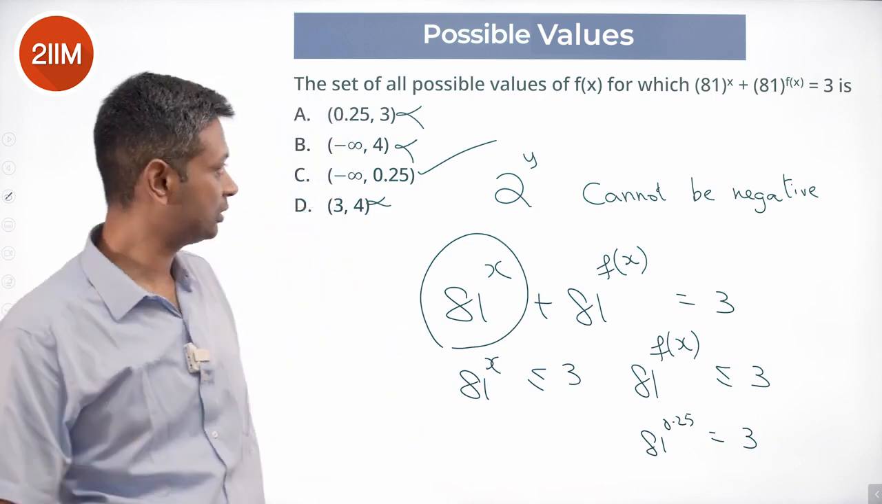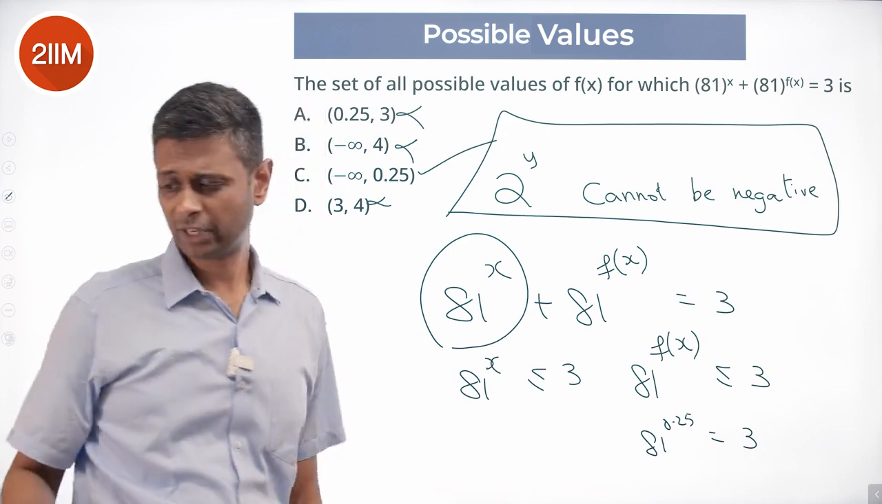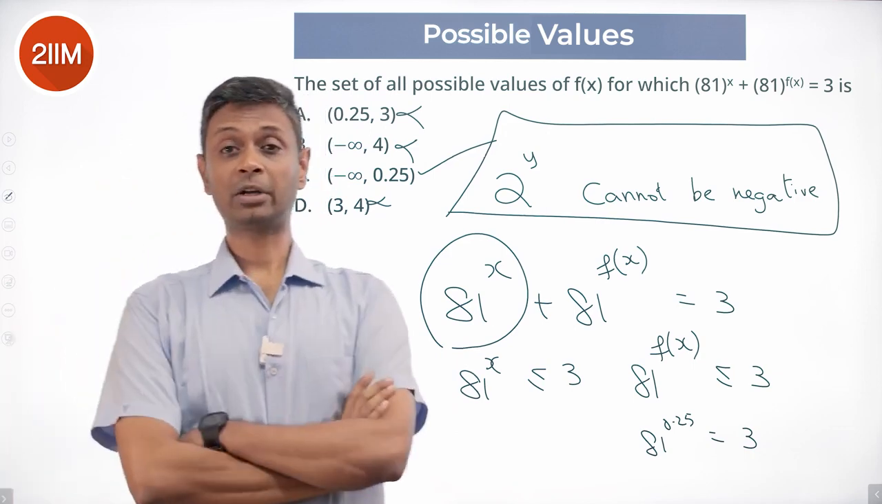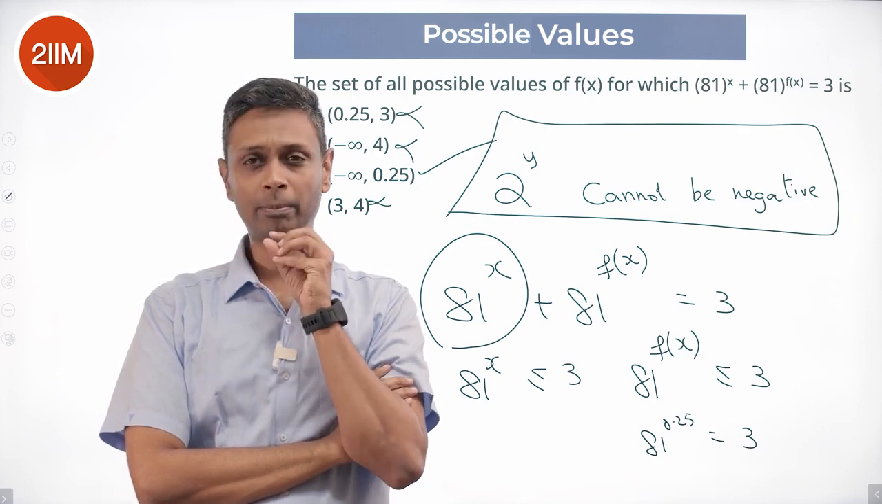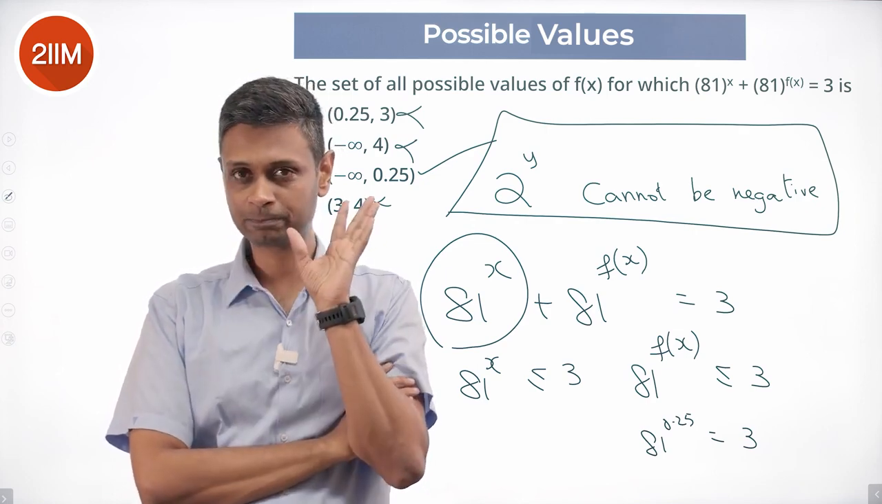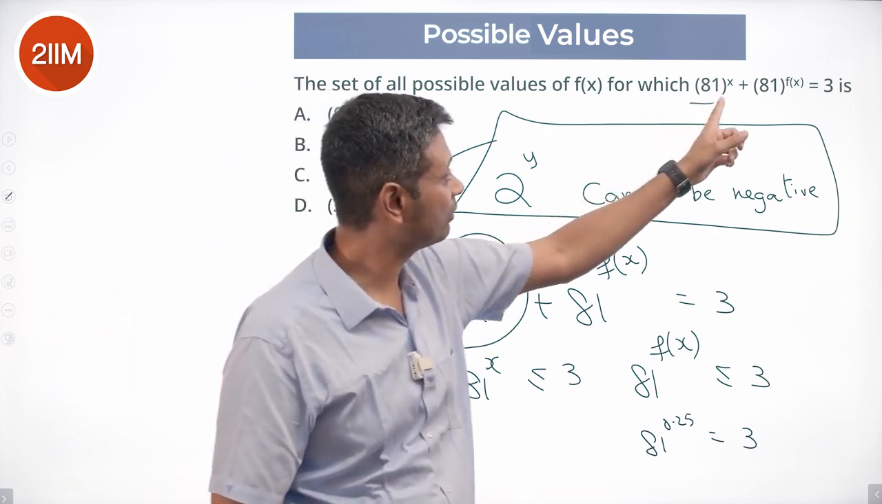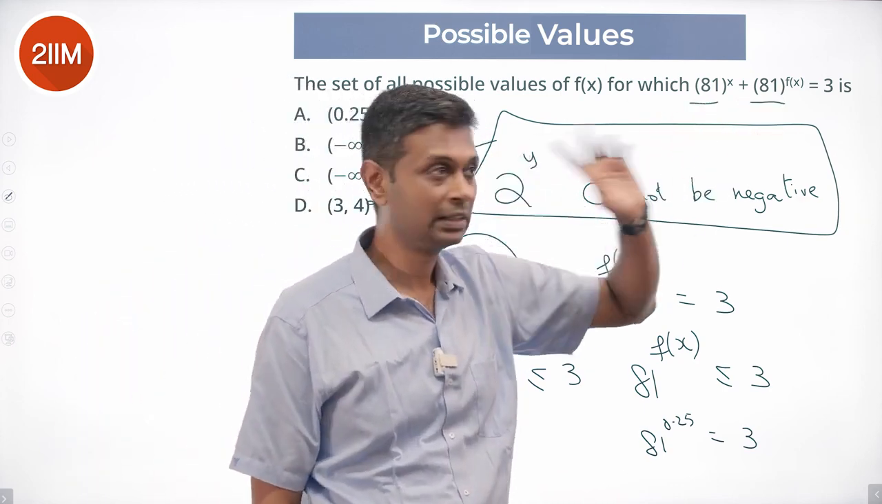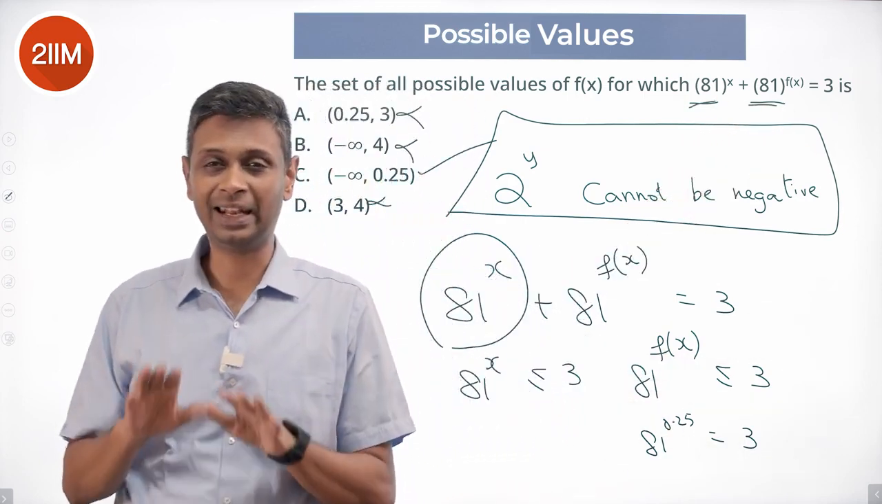The key point here is this one. 2 power y cannot be negative, 10 power y cannot be negative, 11 power y cannot be negative, 14 power y cannot be negative. A positive number, power something, cannot be negative. Very simple funda, very powerful funda. I mean, this cannot be negative, this cannot be negative. That means this is less than or equal to 3, this is less than or equal to 3. Not even less than or equal to 3, less than 3.